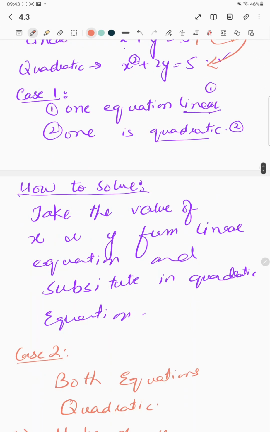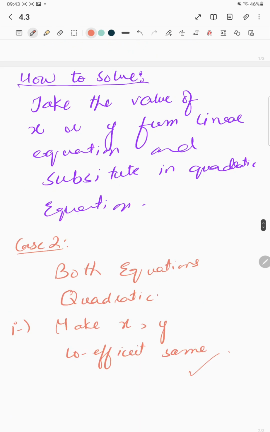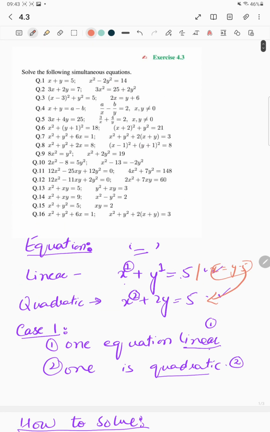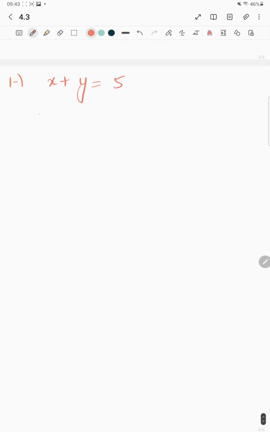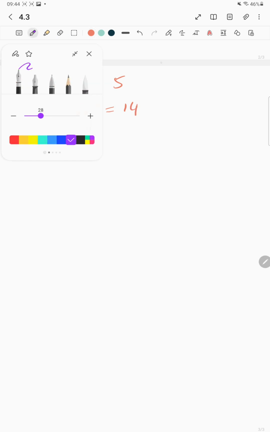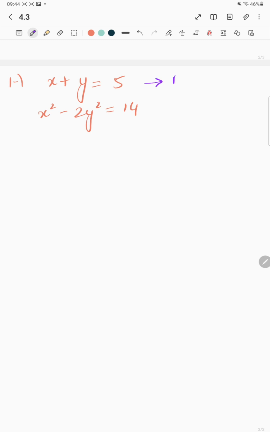Question number 1 is x plus y is equal to 5, and x square minus 2y square is equal to 14. Now I have two equations. Let's name them A and B. This is the linear equation, and this is the quadratic equation.